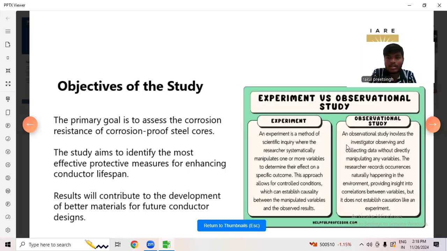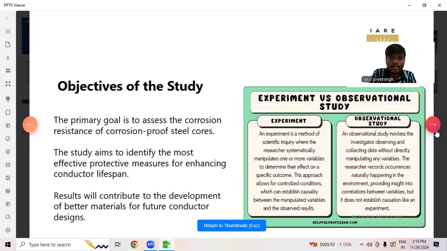And the second one, the observational study. An observational study involves the investigator observing and collecting data without directly manipulating any variables. The researcher records occurrences naturally happening in the environment, providing insight into correlations between the variables, but it does not establish causation like an experiment. This is experiment versus observational study.